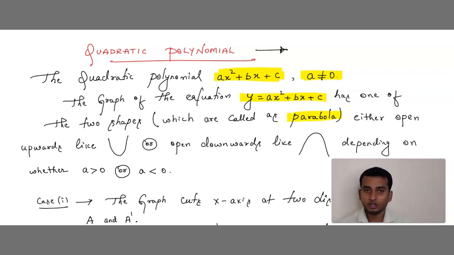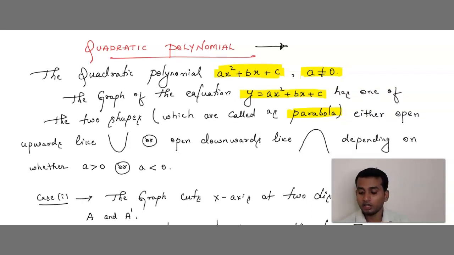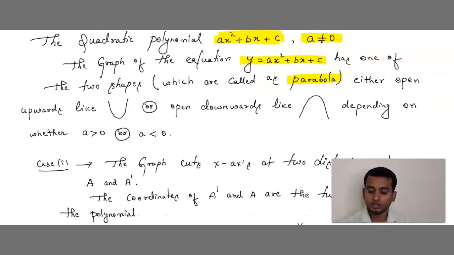The graph which is obtained from a quadratic polynomial, we call it a parabola. From a linear polynomial we call the graph a straight line, but in the case of a quadratic polynomial we call it a parabola. Either it has an upward shape or a downward shape. You can see it can have the upward shape, the shape of a U. This is called a U shape.